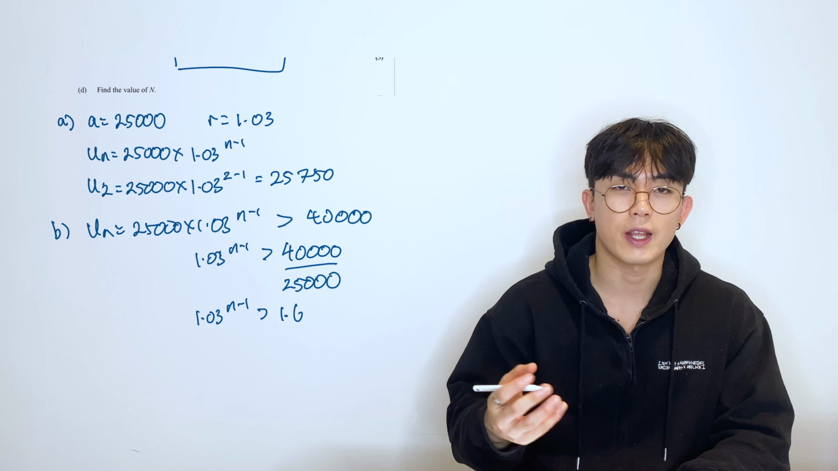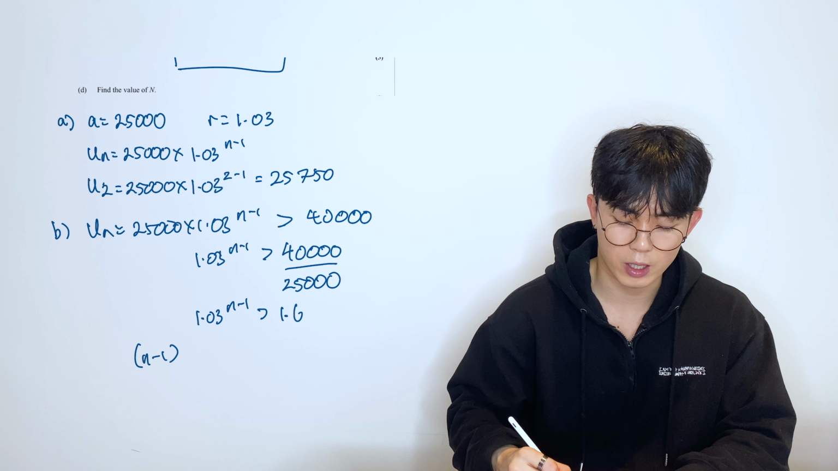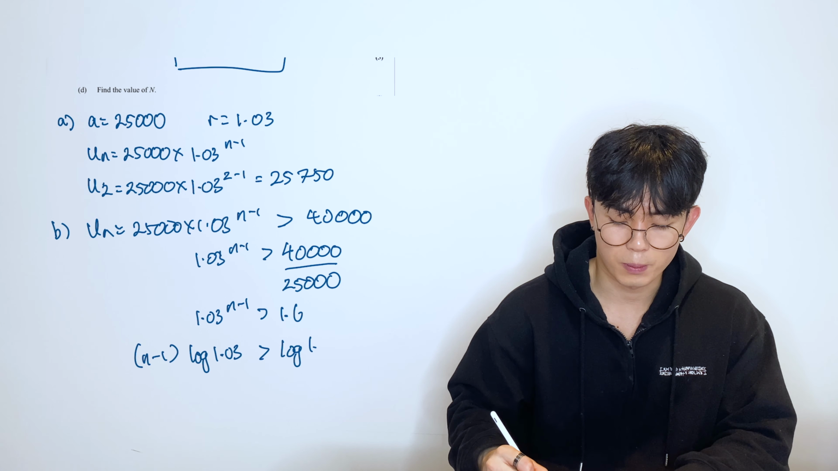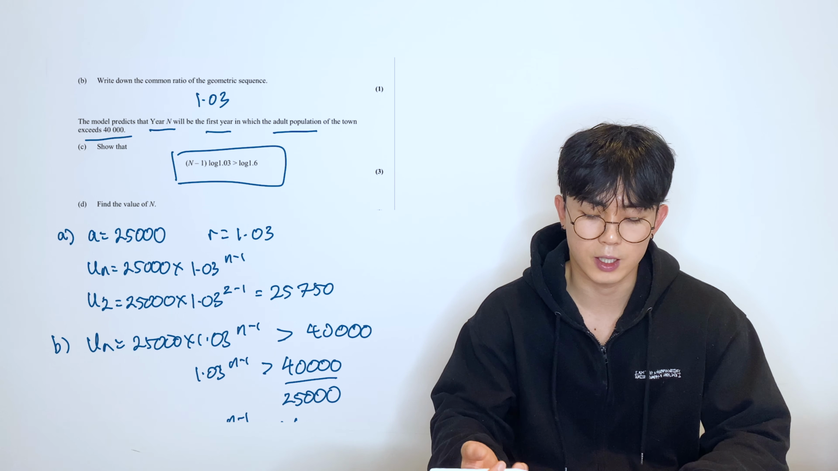And now we want to bring the n, which is in the power, down, right? And what we can do is apply logs. So we have n minus 1 times log 1.03 is bigger than log 1.6. And that is what they want us to show in part C.